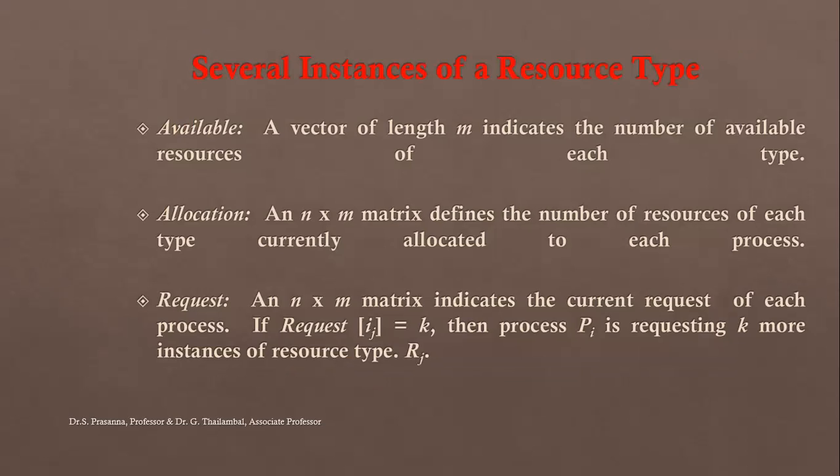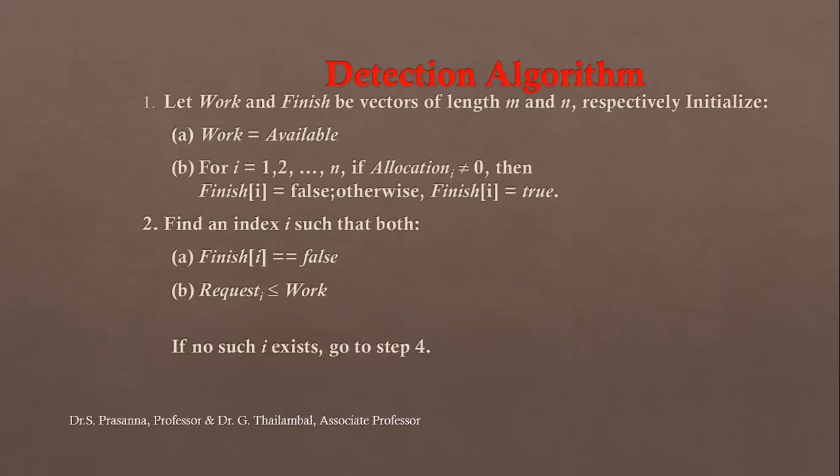What is a request? An n cross m matrix indicates the current request of each process. If request ij equals k, then process Pi is requesting k more instances of resource type Rj.